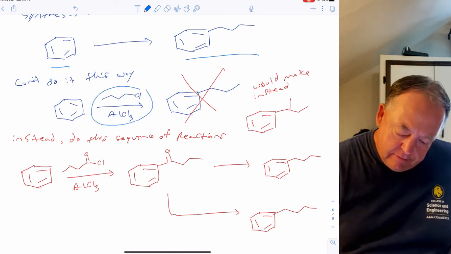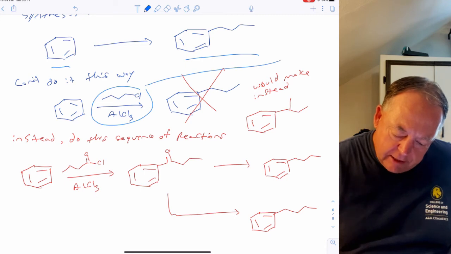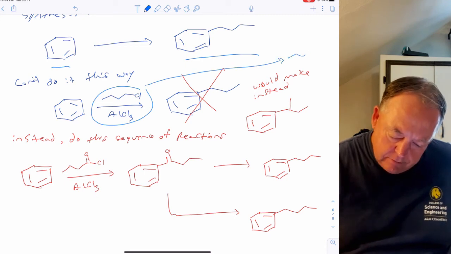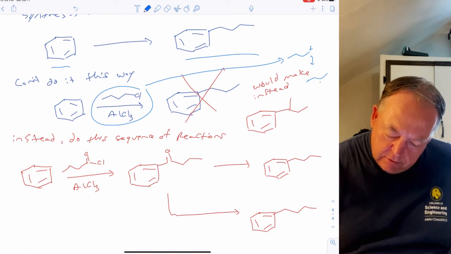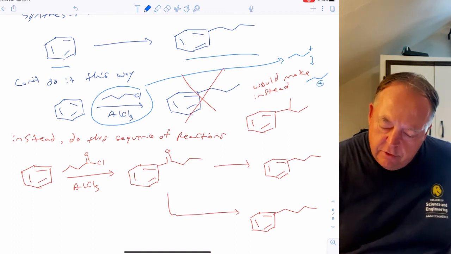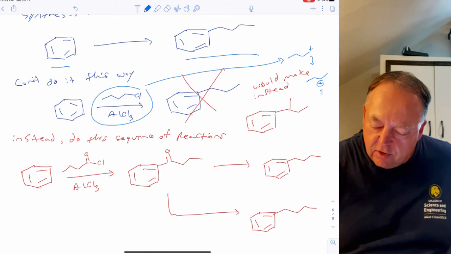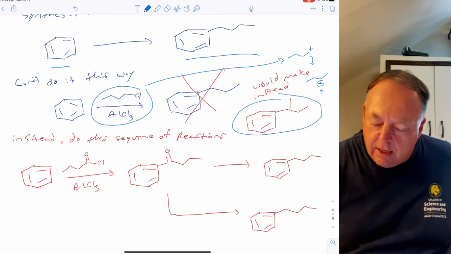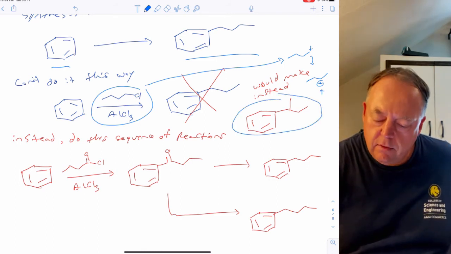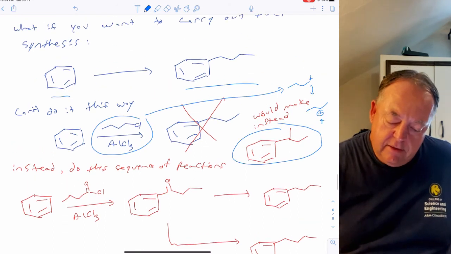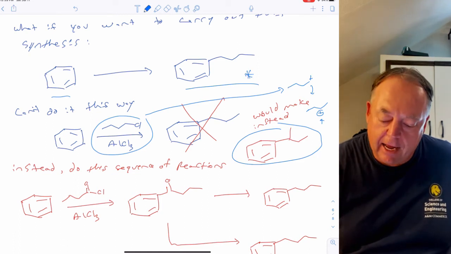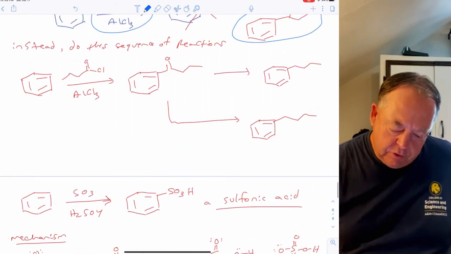Why not? Because this carbocation that you make would undergo a rearrangement, and so then you would attach benzene to this carbon, and you would make the sec-butylbenzene as your major organic product. So if you wanted to make butylbenzene as your major product, then you had to get there by a different pathway. And so this would be the pathway.